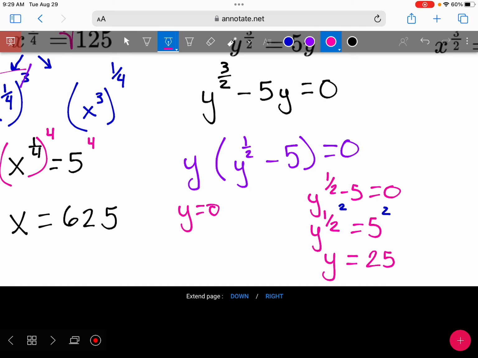Because we took 3/2 and we pulled 1 out. So y times y to the 1/2 gives me y to the 3/2. So we're kind of factoring out a 1 y. So 3/2 minus 1 leaves you with 1/2 left over.